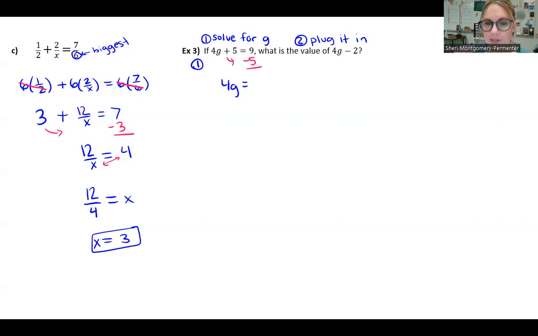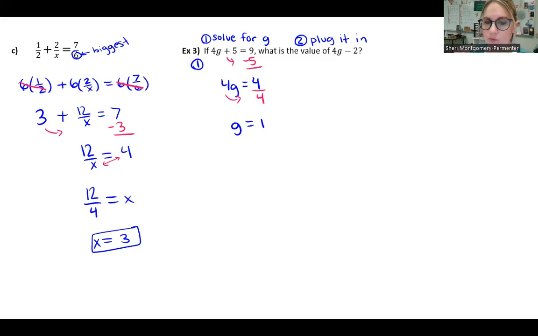Nine minus 5 gives us 4. And then we've got one last step. I'm multiplying by 4, so I will divide by 4. What's anything divided by itself? 1. Very good, it is 1. So g is equal to 1. That is step 1.